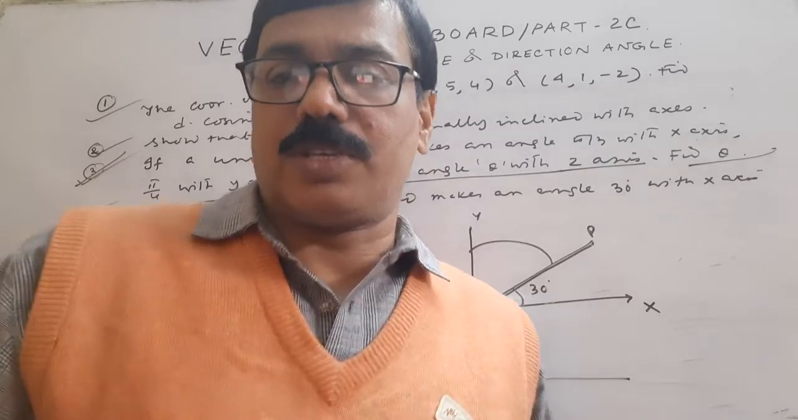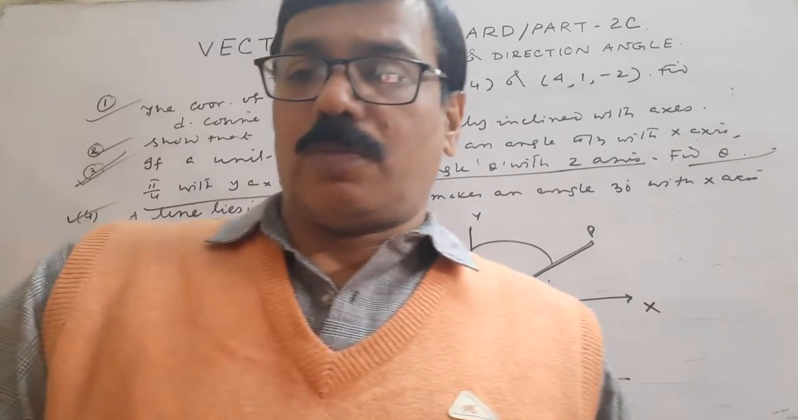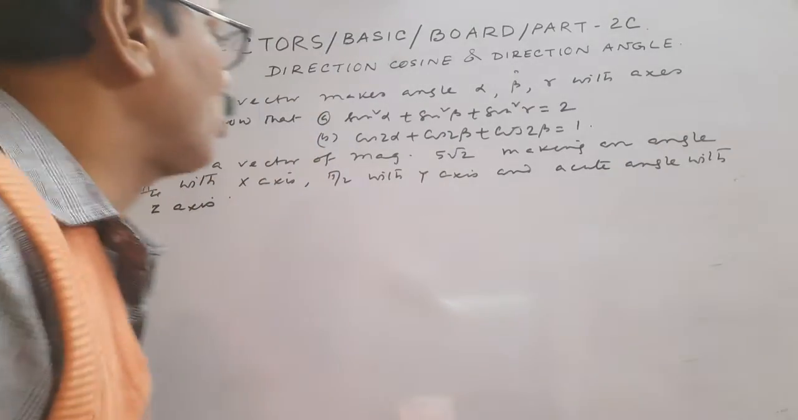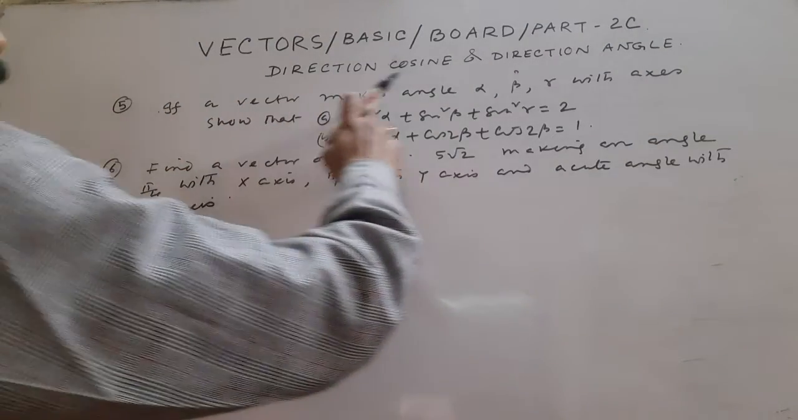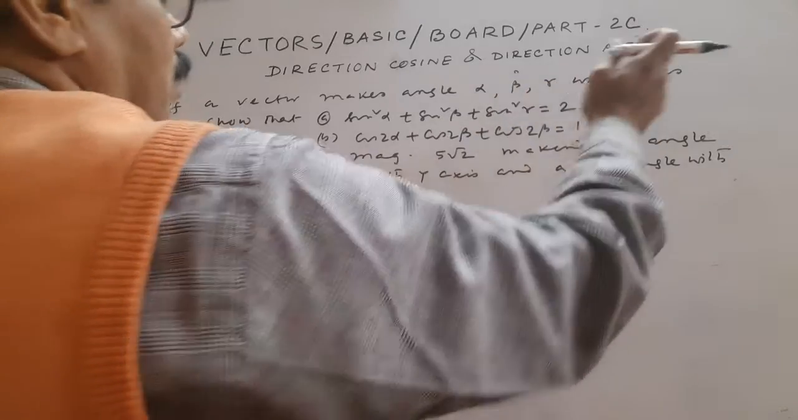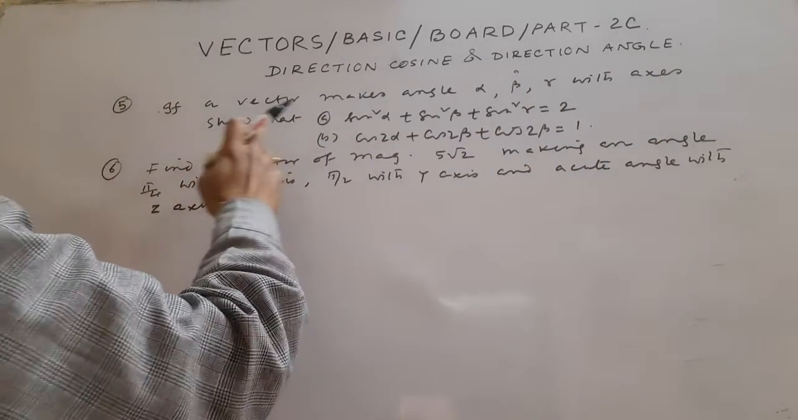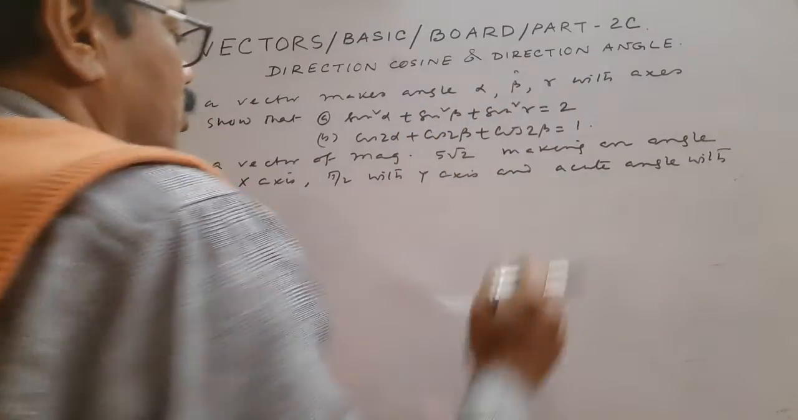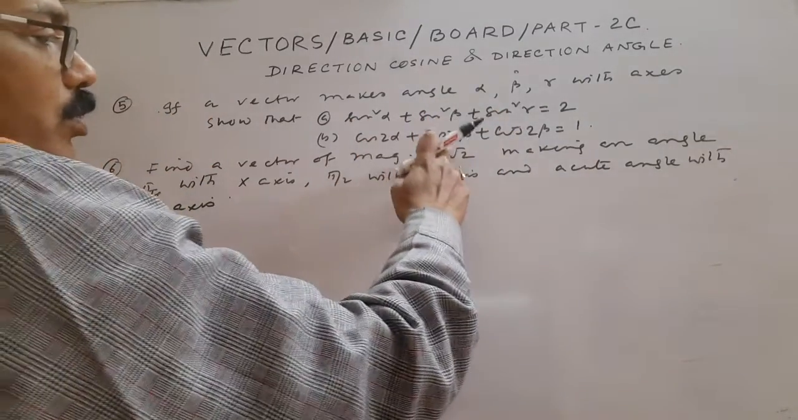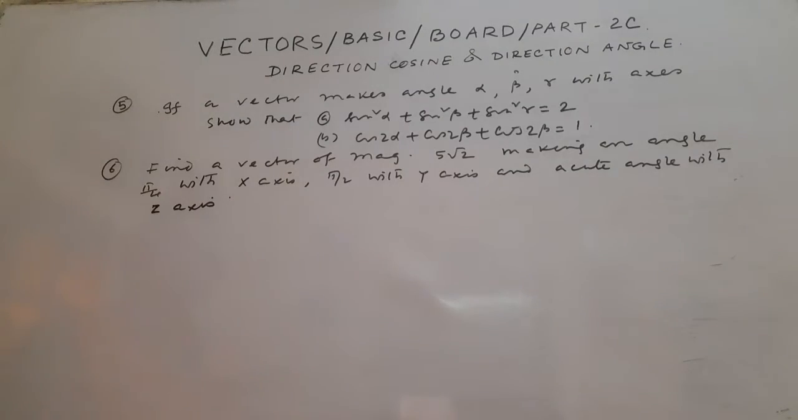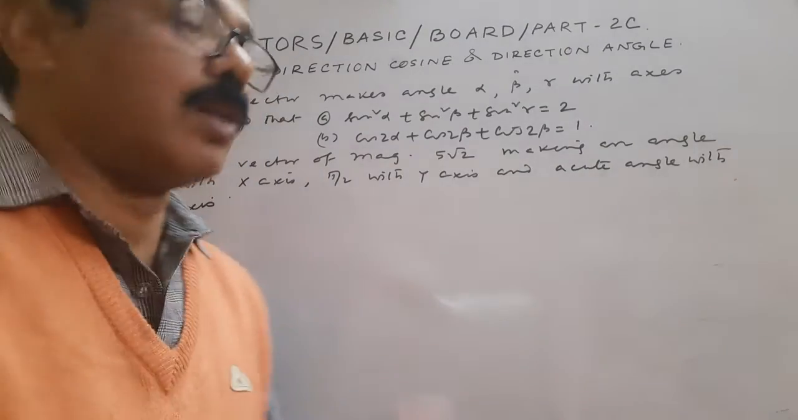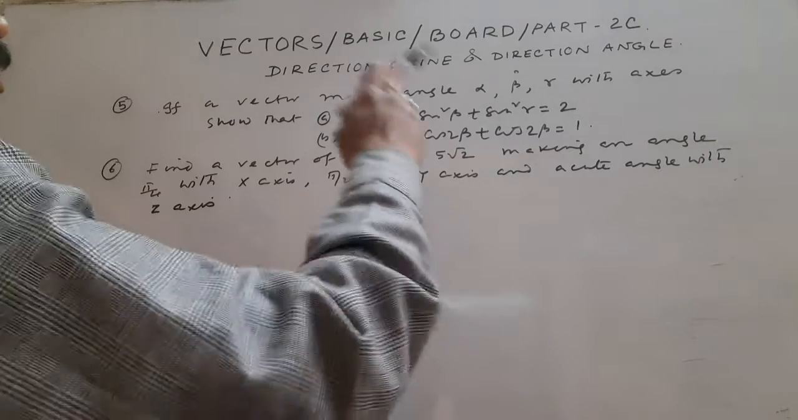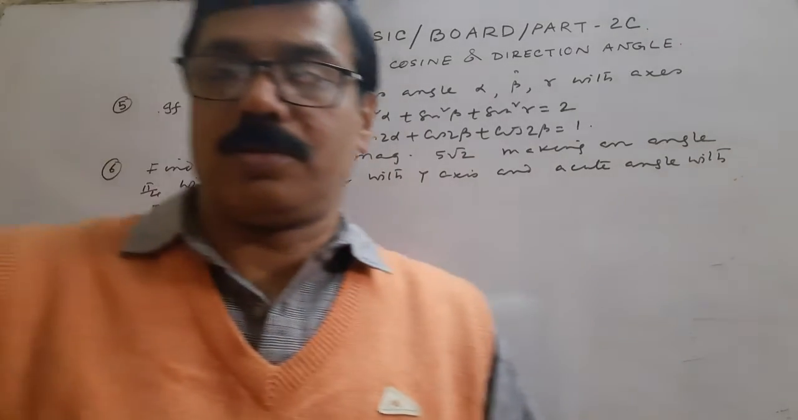Next we consider two more problems. A vector makes angles alpha, beta, gamma with the axes such that sin square alpha plus sin square beta plus sin square gamma equals 2, and cos 2 alpha plus cos 2 beta plus cos 2 gamma equals minus 1. Angles alpha, beta, gamma with the coordinate axes, so it is basically a problem of trigonometry.